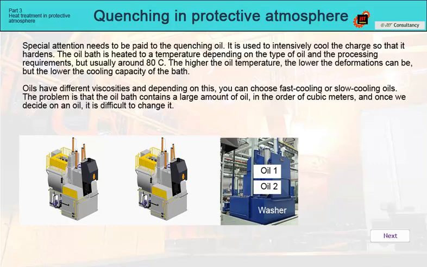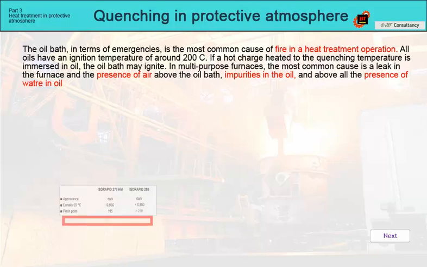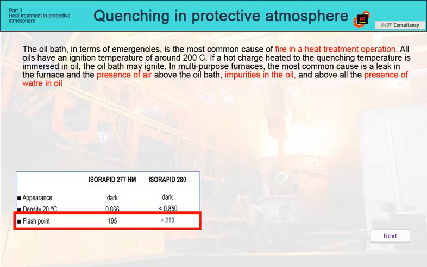The safety of the oil bath is also an important parameter. In terms of emergencies in the heat treatment operation, this is the most common cause of fire. All oils have a flash point of around 200 degrees Celsius. If a hot batch heated to the quenching temperature is immersed in oil, the oil bath may ignite. In multi-purpose furnaces, the most common cause is a leak in the furnace and the presence of air above the oil bath, impurities in the oil, and especially the presence of water in the oil.